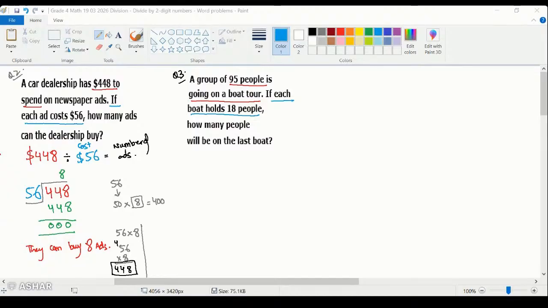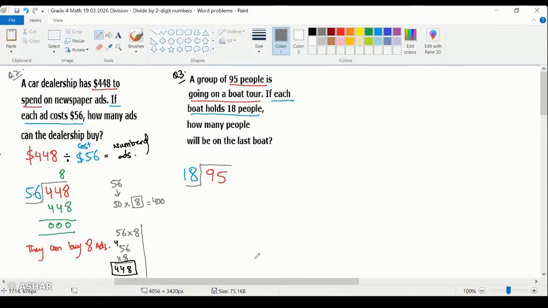So can we divide 95 by 18? That would give us the number of boats, right? If 95 is to be divided by 18, 95 is not perfectly divisible by 18. Why? Because 95 is ending with a 5. Agreed? Okay, let's see.